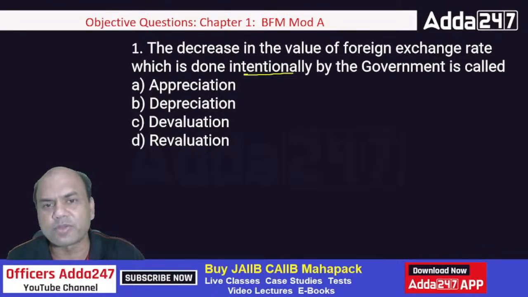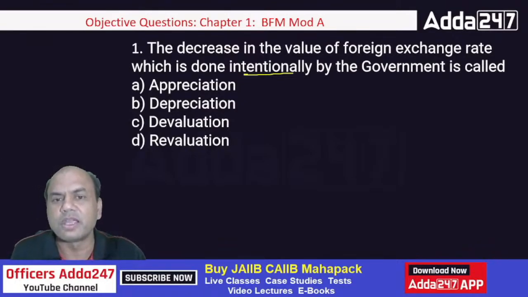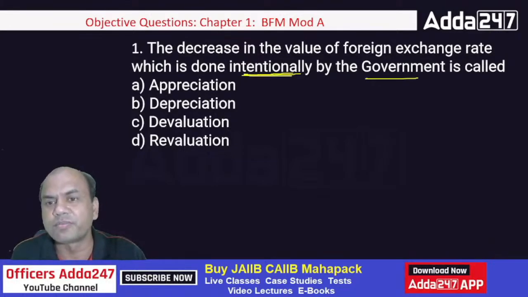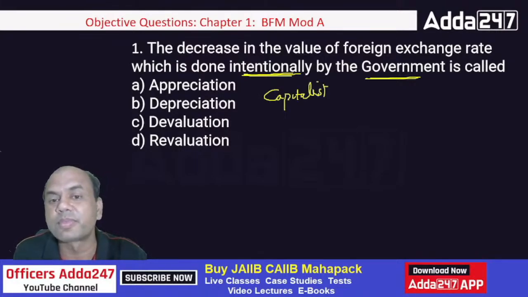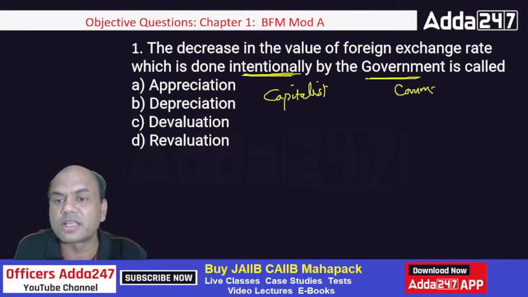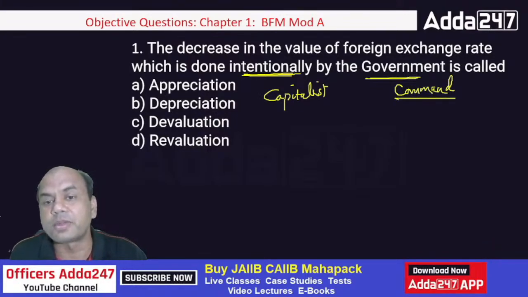Firstly, let me clarify some points over here. Intentionally by the government. Where do you do intentionally? In JIB you had studied, what are the types of economies? One is capitalist economy. And second is what? Command economy, isn't it? You had studied this in JIB, right? So capitalist and command.